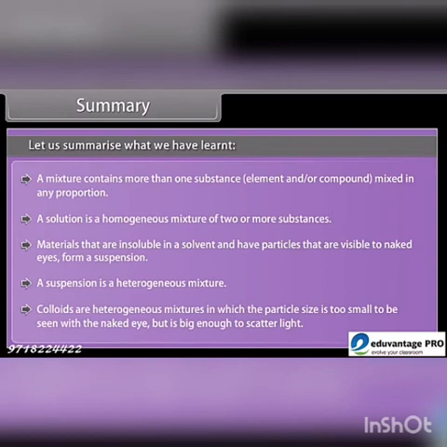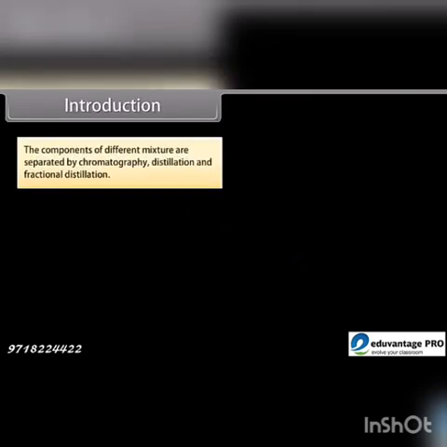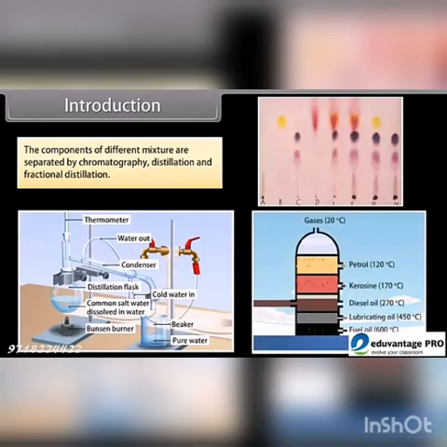Colloids are heterogeneous mixtures in which the particle size is too small to be seen with the naked eye but is big enough to scatter light. Introduction. The components of different mixtures are separated by chromatography, distillation, and fractional distillation.